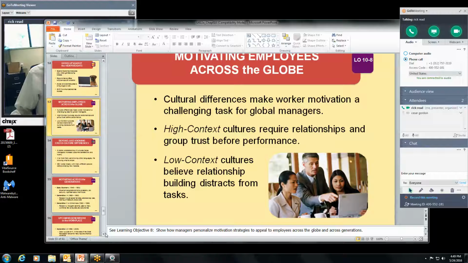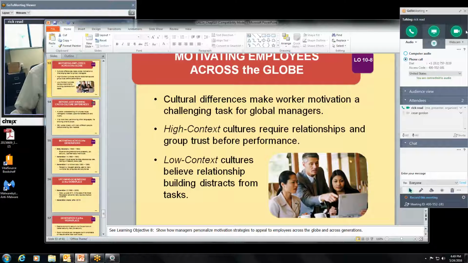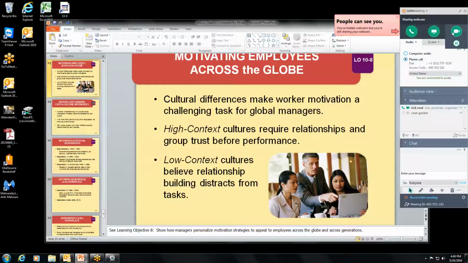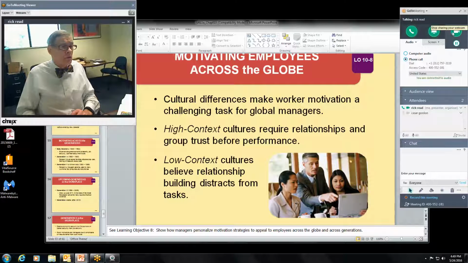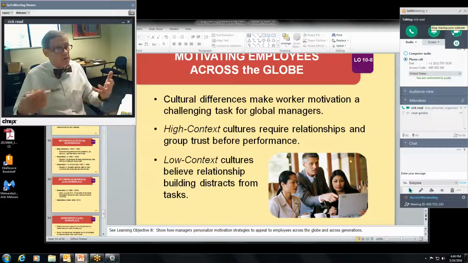One of the things we have to be cognizant of is when we're managing people across different geographic boundaries, which usually would mean different cultures, is people work differently. They have different styles and different ways of doing things. High context culture, which the United States is not, involves a lot of relationships. In low context, which we are, people believe that building relationships detracts from tasks.